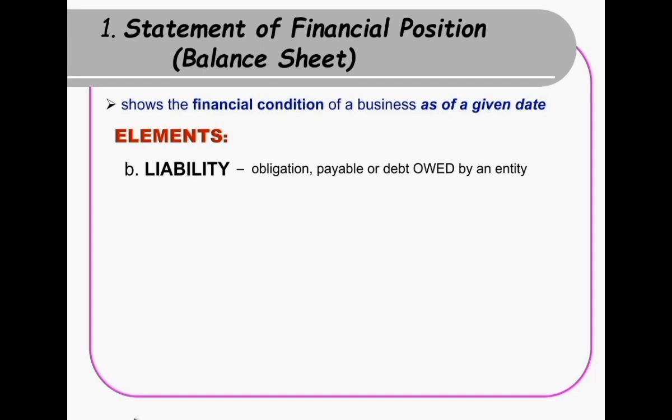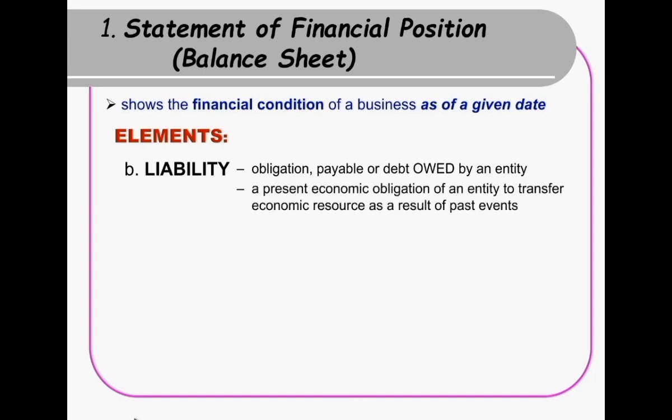Liability is formally defined in accounting as a present obligation of an entity to transfer economic resource as a result of past events. An obligation is a duty or responsibility that the entity has no practical ability to avoid. When we talk about liabilities, two parties are involved: the debtor and the creditor.